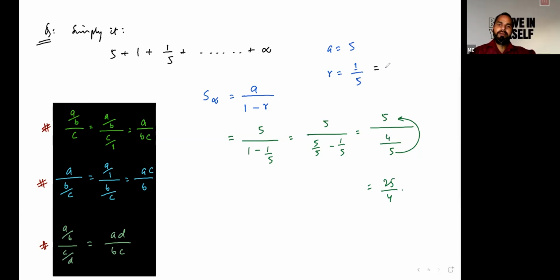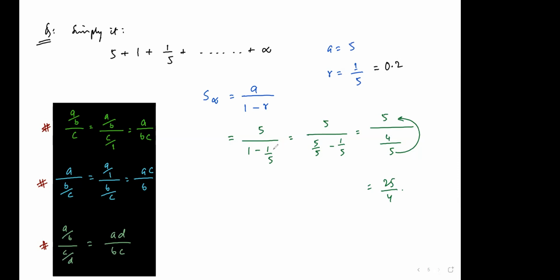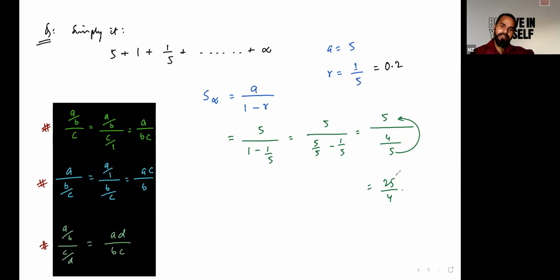You may write 1 by 5 as 0.2 and put this particular term here. It will be 1 minus 0.2, so it will be 0.8. And then you'll solve, you will get this part, or 6.25.